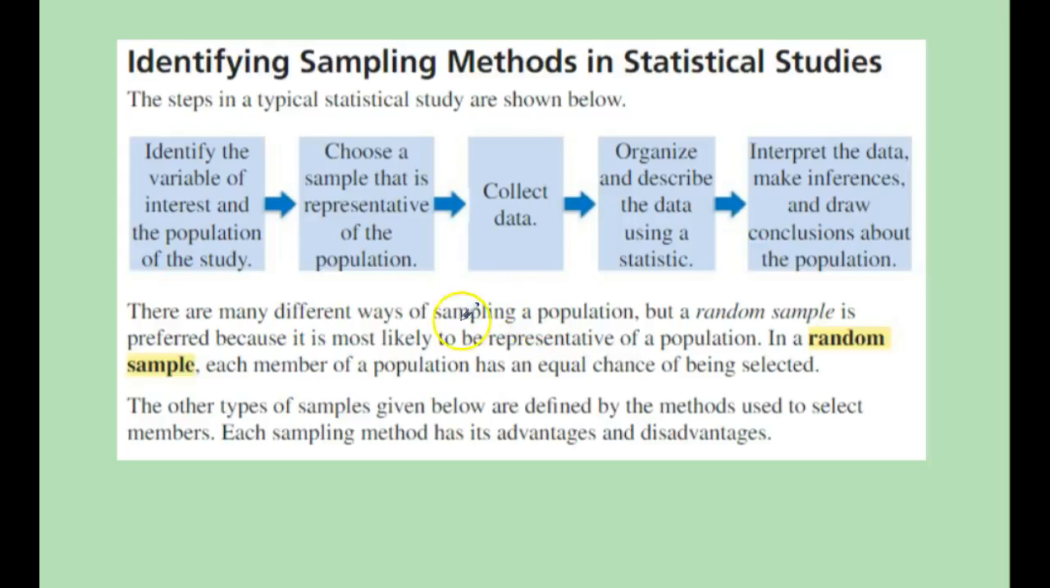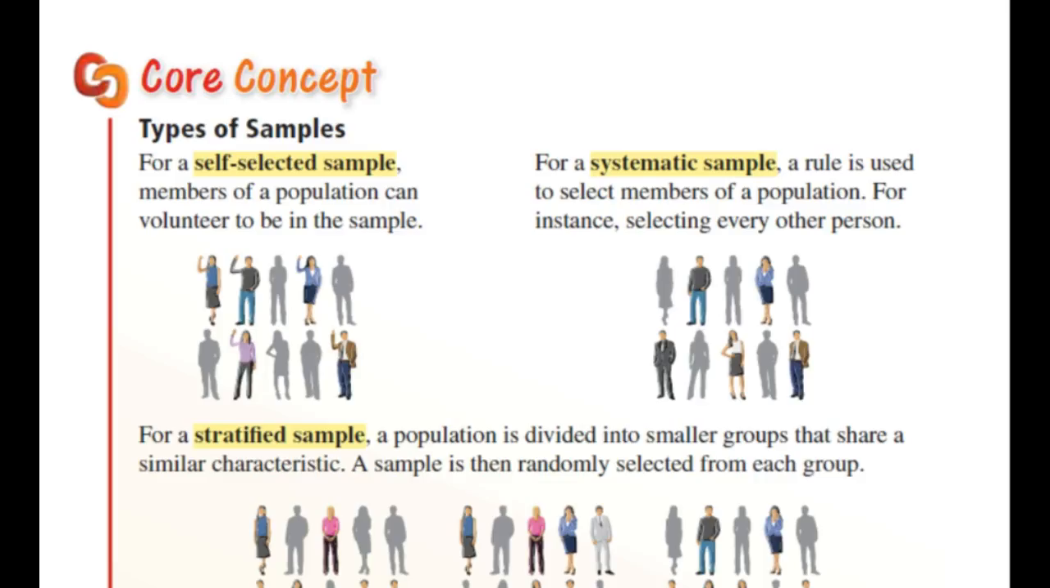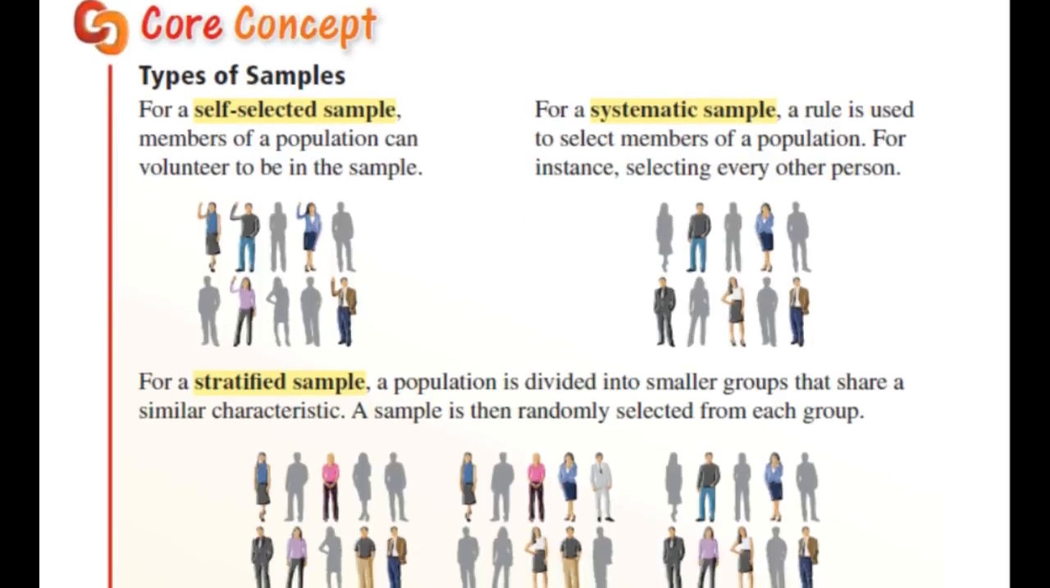Okay, so there's a lot of different ways of sampling a population, but we always want to look at a random sample because that random sample is most likely to be representative of a population. So in our random sample, it tells me that each member has an equal chance of being selected. We're not selecting based on certain qualities in our random sample. So there are other types of samples that I'm going to look at in just a second. They're defined by the methods that are used to select members. So each method has some advantages and disadvantages based on what you're looking for and the data you're trying to collect. So some types of samples that we can deal with.